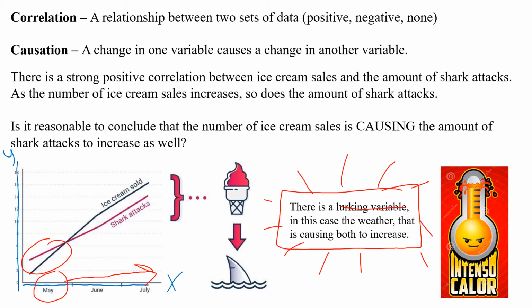So correlation means that there's a relationship. Causation means that changing one causes the other one to change. In this scatter plot that I gave you, there is correlation, so there is a relationship because they're both increasing, but there is no causation because increasing one is not causing the other one.